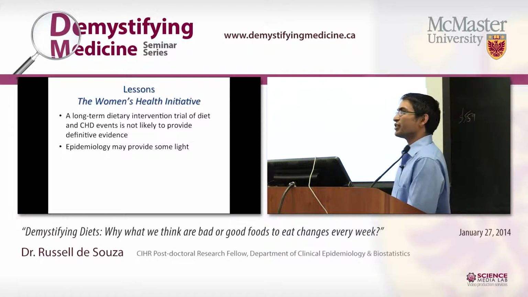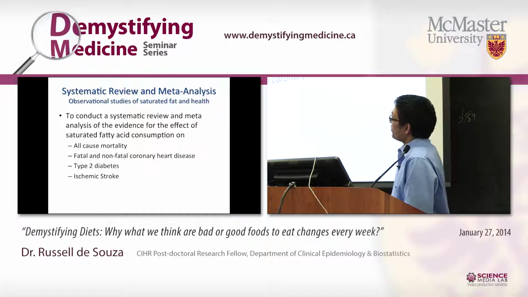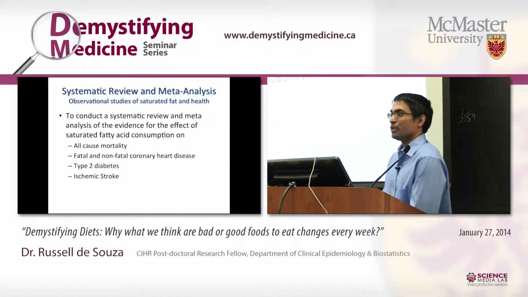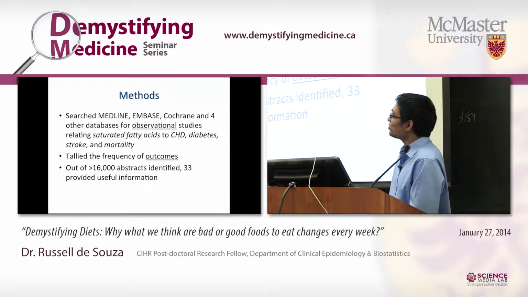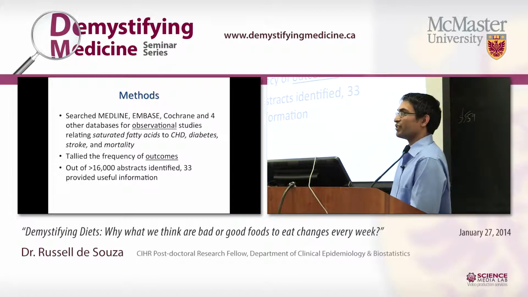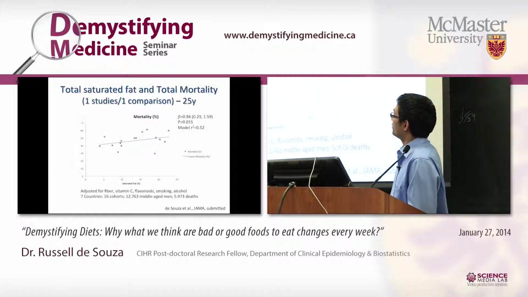So we turn our attention to epidemiology. And I'll present to you some results that we found from a systematic review of saturated fat and all-cause mortality, CHD, type 2 diabetes, and ischemic stroke. So we searched the literature for observational studies that related saturated fat to any of our health outcomes. And the important thing here is that we looked at the frequency of outcomes, so not surrogate markers like cholesterol, but actual disease events. Out of 16,000 abstracts that we screened, 33 provided useful information for comparisons.